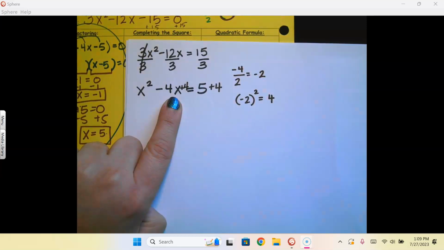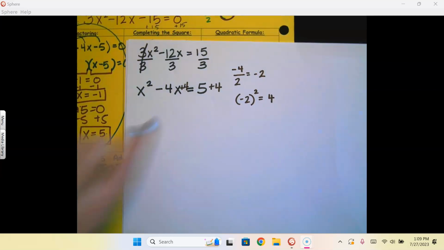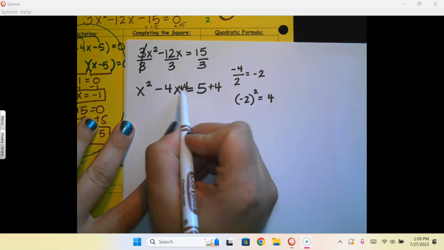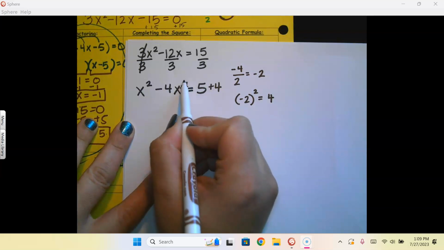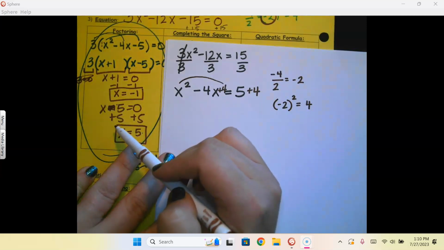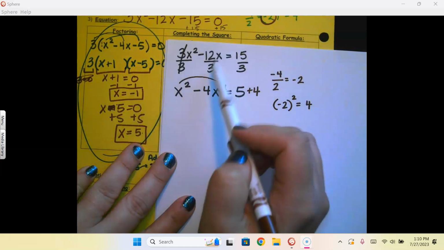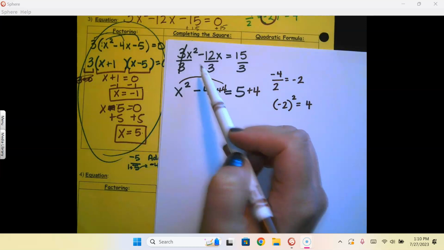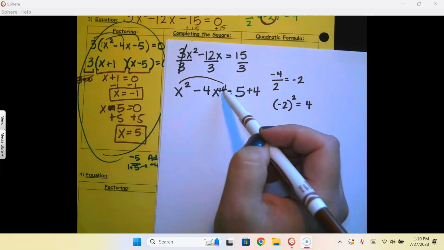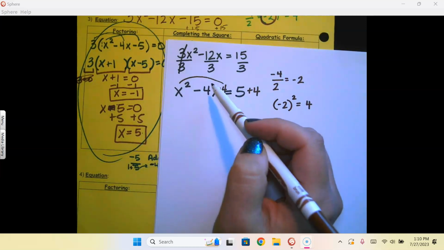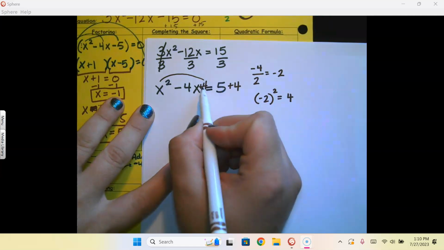Now whatever we do to one side, we want to do to the other side. So now the point is, by adding this 4 here, this is factorable. Now keep in mind, it was already factorable. So completing the square is mainly something you would use when it's not factorable, because you're putting in a number that will make it not only factorable, but it will be a perfect square.